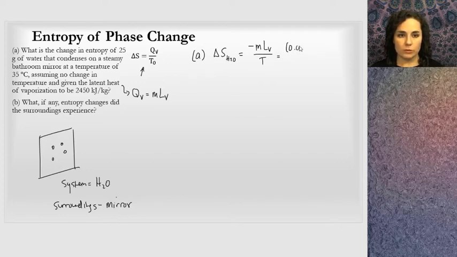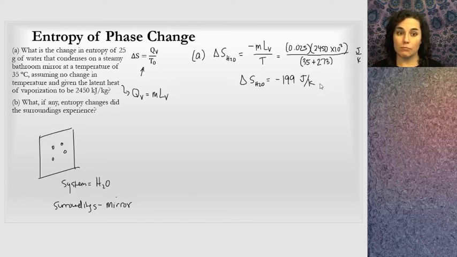The mass of the water is 0.025 kilograms. The latent heat of vaporization is 2450 times 10 to the third joules per kilogram. I'm going to put this in joules. Entropy is in joules per Kelvin. So I have joules on top, and then on the bottom, I'm going to do 35 plus 273. When I run this through the calculator, the change in entropy for the water is negative 199 joules per Kelvin. Again, it's a negative value because the water is losing heat and becoming more ordered.